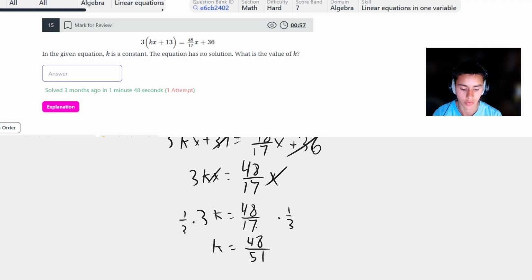It's simplified to, I believe, 16 over 17. That's the answer. So k would be 16 over 17.